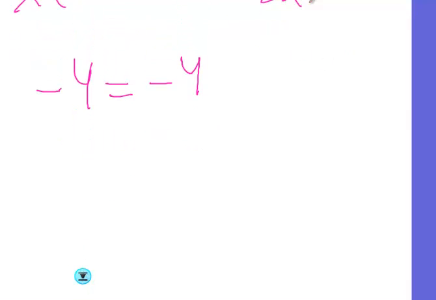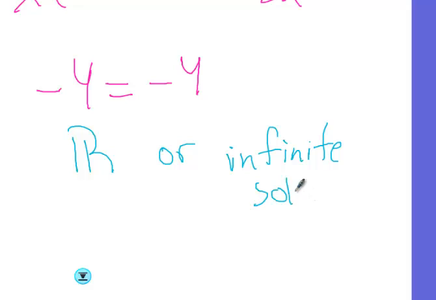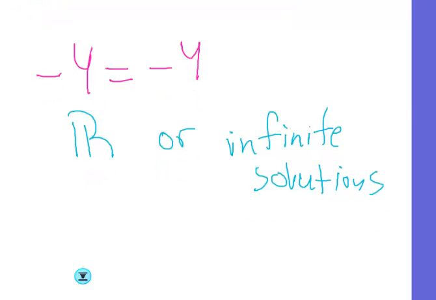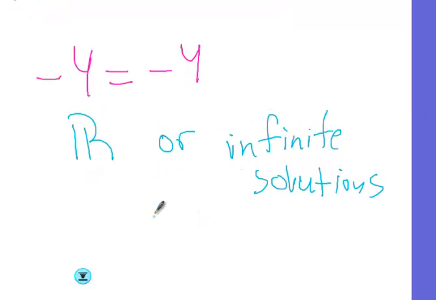But what we need to ask ourselves is, is -4 always going to be equal to -4? The answer for this is yes. Okay, it's always going to be equal. So the answer to this one is all real numbers, or we could say there's infinite solutions. Because no matter what you plug in or substitute for x, this equation is always going to stay true. Because it's 3x minus 4 equals 3x minus 4. No matter what you plug in for x, it's going to be equal, because it's the same exact expression on both sides. Therefore, making our solution infinite solutions.